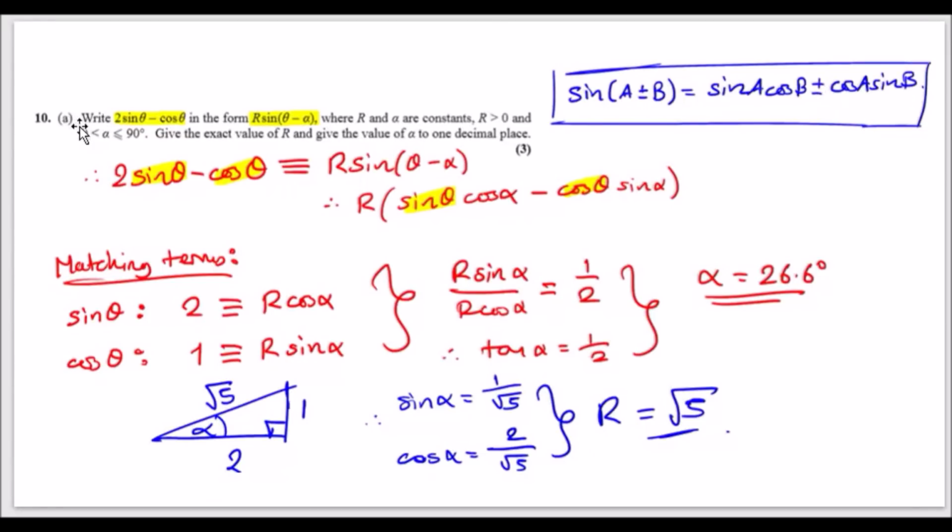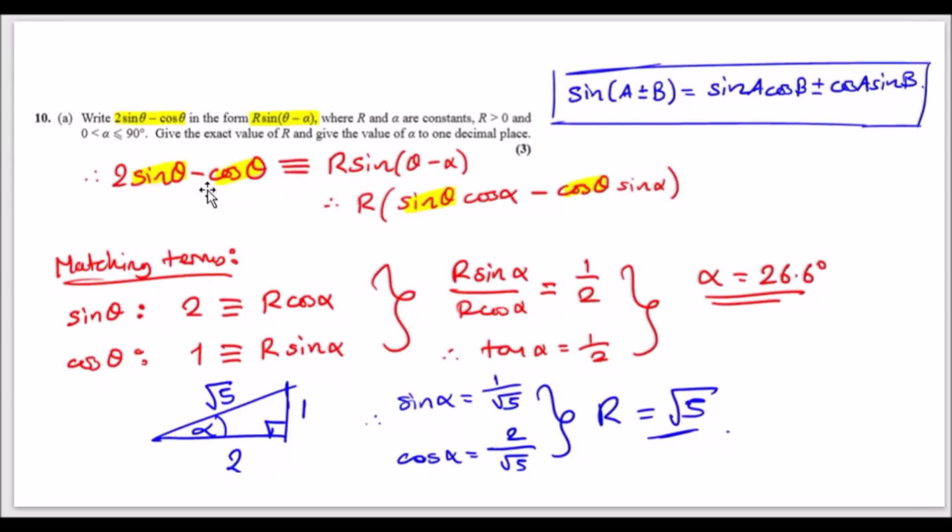Now, part A: write 2 sine theta minus cos theta in this form, R sine bracket theta minus alpha, where R and alpha are constants, and alpha is between 0 and 90. Here we need to find the exact value of R, and of course the value of alpha to one decimal place. Now this is straightforward. What I do here is I equate these two, because since we're writing this in that form, they're virtually identical.